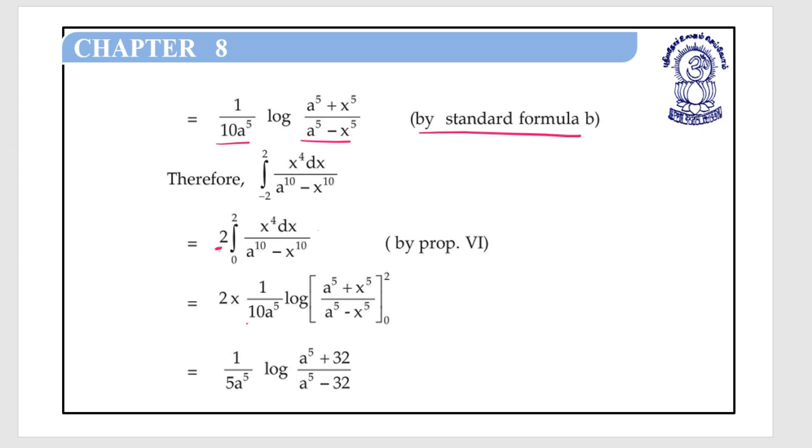So 2 into 1 upon 10 a raised to 5 log (a raised to 5 plus x raised to 5) upon (a raised to 5 minus x raised to 5), 0 to 2. 1 upon 2, 5s are 10. 1 upon 5 a raised to 5 log (a raised to 5 plus 32) upon (a raised to 5 minus 32). One time x is equal to 2 and one time x is equal to 0. After putting this value, we will get the answer 1 upon 5 a raised to 5 log (a raised to 5 plus 32) upon (a raised to 5 minus 32).